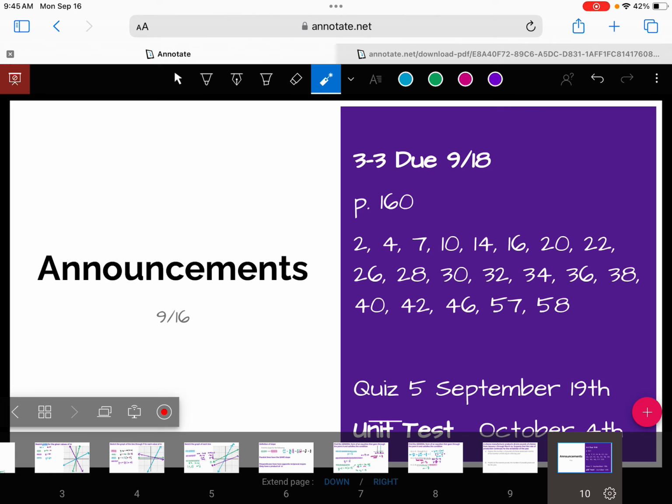Everybody have to think this is homework 3's numbers. They're not super long. I know it looks like a lot of questions. They're not super long questions.